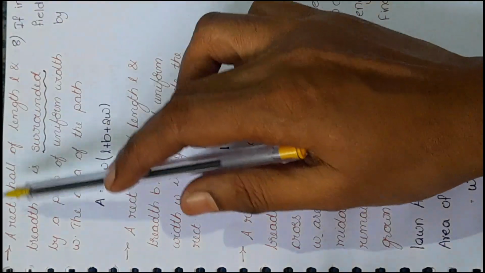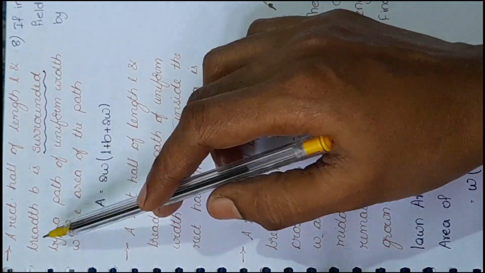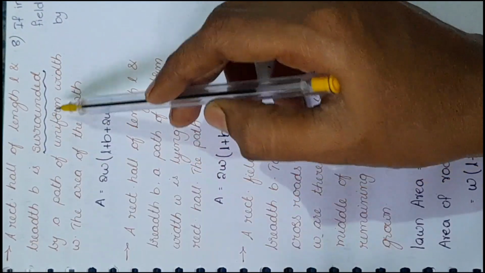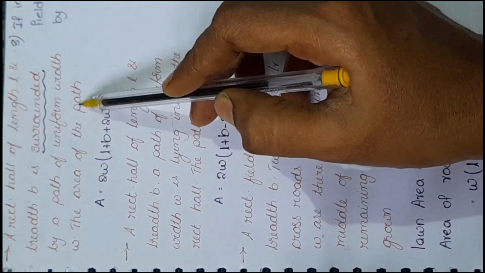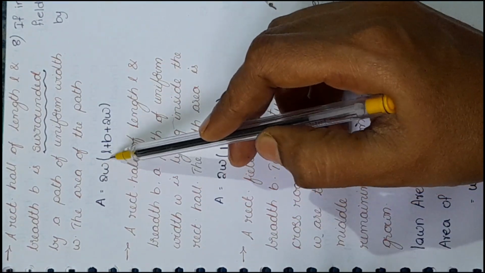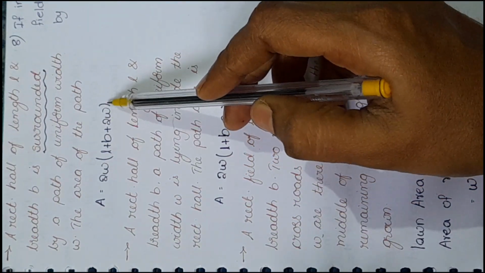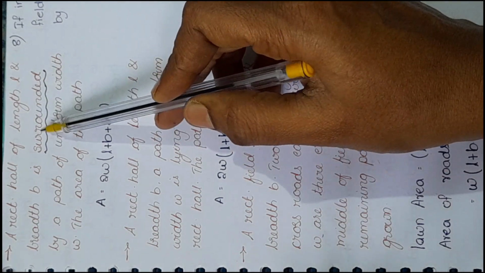Now let us see some points. A rectangular hall of length L and breadth B is surrounded by a path of uniform width W. The area of the path is equal to 2W into (length plus breadth plus 2W). Here the path is outside the rectangle.